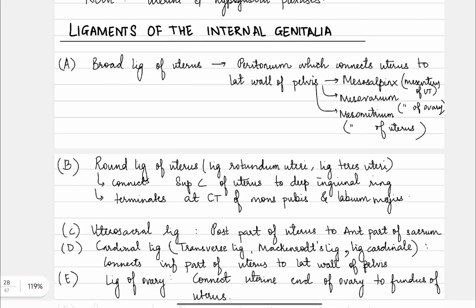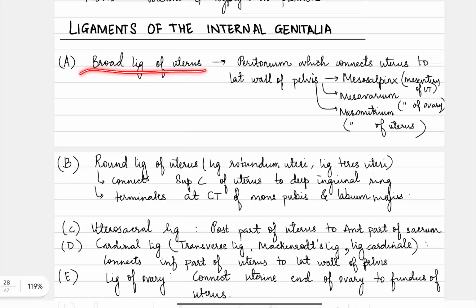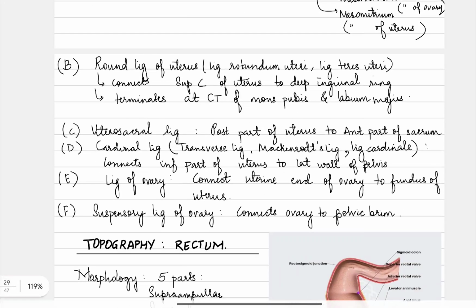There is the broad ligament of uterus, which is peritoneum that connects the uterus to the lateral wall of the pelvis, which is mesosalpinx, mesentery of uterine tube; mesovarium, mesentery of ovary; mesometrium, mesentery of uterus. Round ligament of uterus, ligamentum teres uteri.